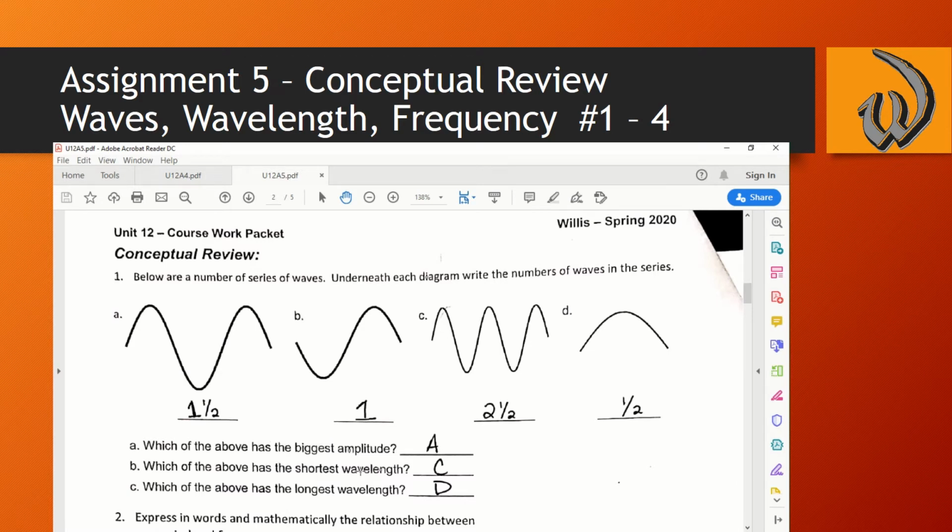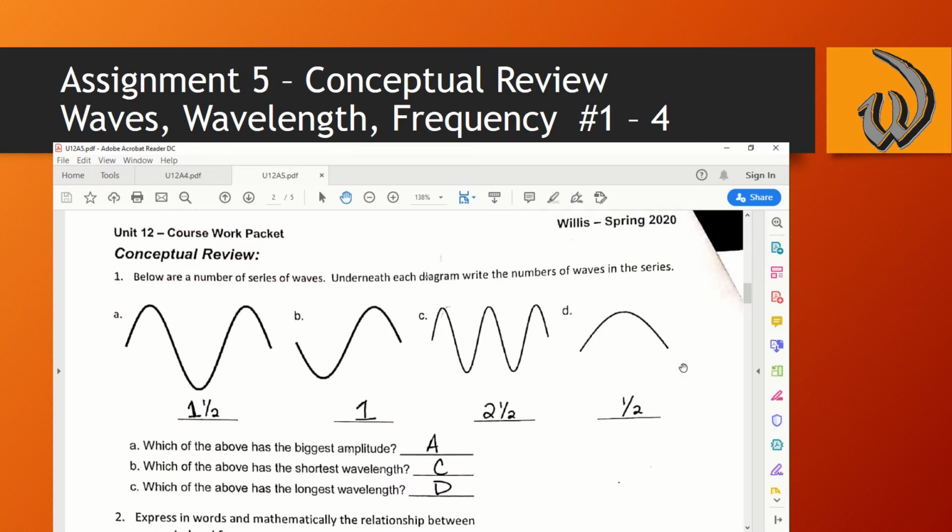That's cool. Shortest wavelength is going to come from the wave with the highest frequency, and that's going to be letter C. You'll see the distance from crest to crest is very, very small. And remember, you can measure wavelength from anywhere: crest to crest, trough to trough, or where the wave begins versus where the wave ends. Any of those three distances would count as measuring your full wave. It's literally just from wherever you begin back to that same point.